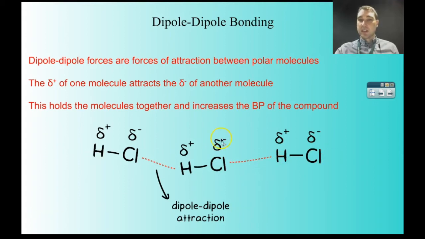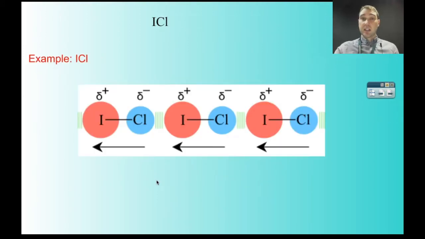Now I've got this happening in a straight line, but it also happens vertically and all the way around. So what this means is that you get a lot of attraction between the molecules, and since there's a lot of attraction, that requires a lot more heat energy to separate. And by separate I mean breaking these bonds between the molecules, not within the molecules, between the molecules. And that's how you boil the compound. So let's look at another example.